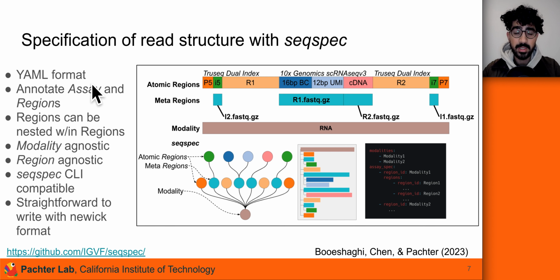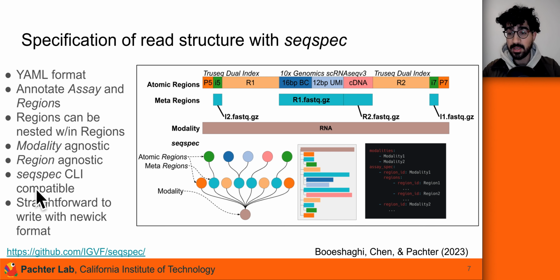Now, seqspec is cool. As I mentioned before, it's based off the YAML file format, so it makes it quite easy to write by humans. And it's also machine readable, which makes it compatible with the seqspec command line tool, which we also developed. You can annotate assays as well as regions. Regions can be nested within regions. The specification is modality agnostic, meaning we can specify multiple kinds of modes. It's also region agnostic, so whether the region that we're identifying is a fixed length cellular barcode, or a variable length region like genomic features, or if it is a region that is derived from some kind of onlist, or if it's a fixed region. It's agnostic in that way.